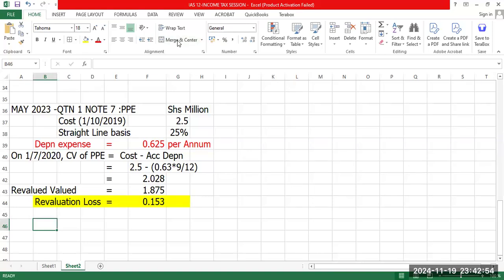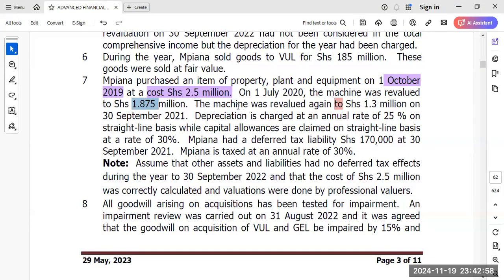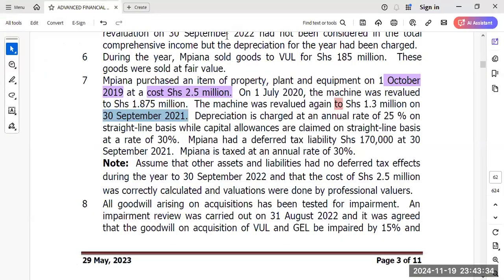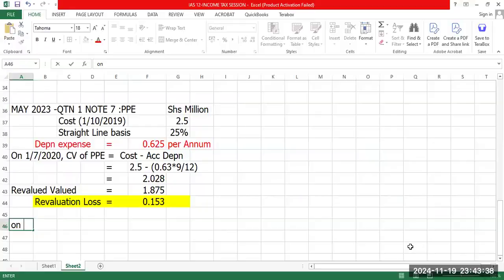When was the next revaluation date? The machine was revalued again, shillings 1.3 million on 30th September 2021. This is still not the reporting period, but you need to test and see. So here, the next is on 30th September 2021.